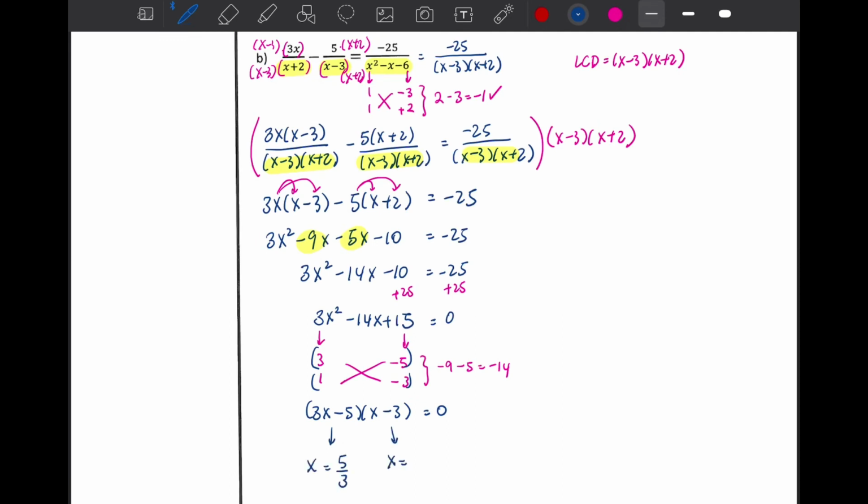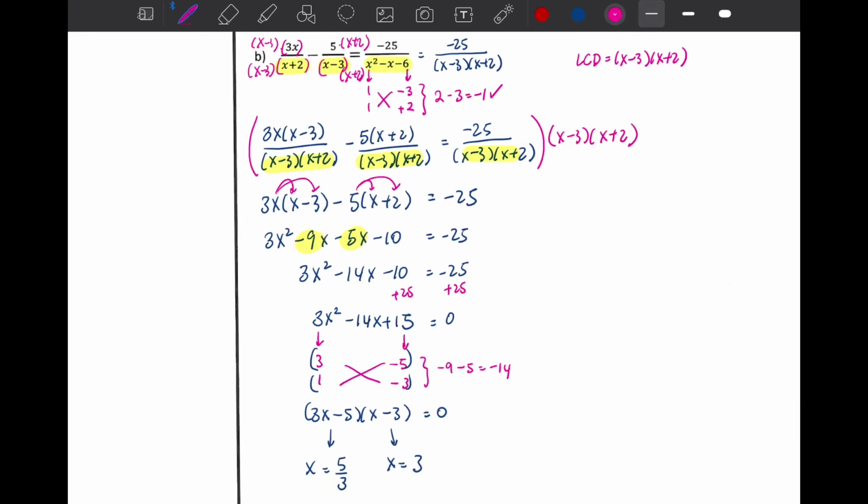Let's double check non-permissible values. x cannot equal negative 2 and 3. It looks like 3 is right here. So we have to reject it. That's an extraneous root. Our only solution is x equal to 5 over 3.